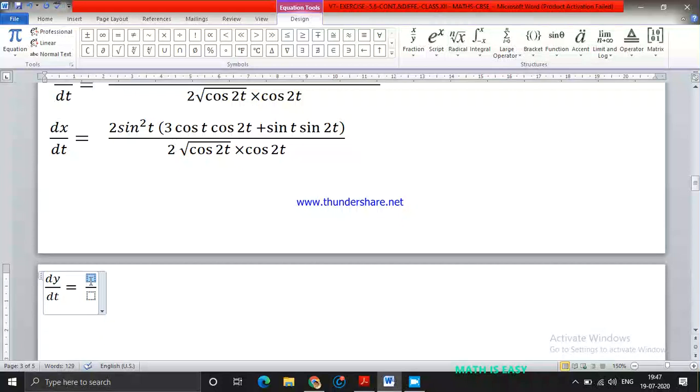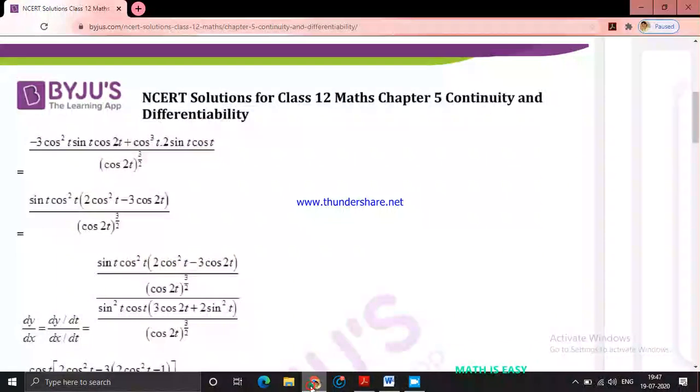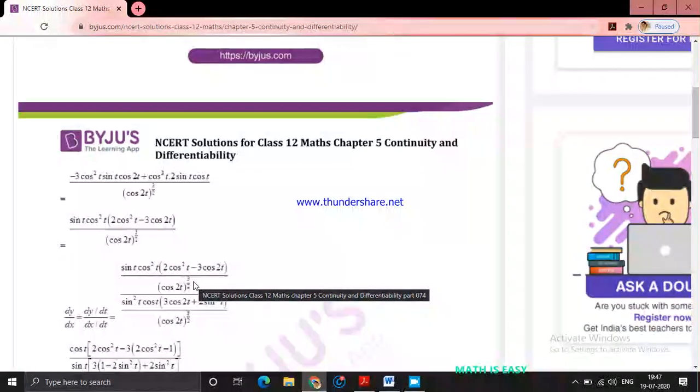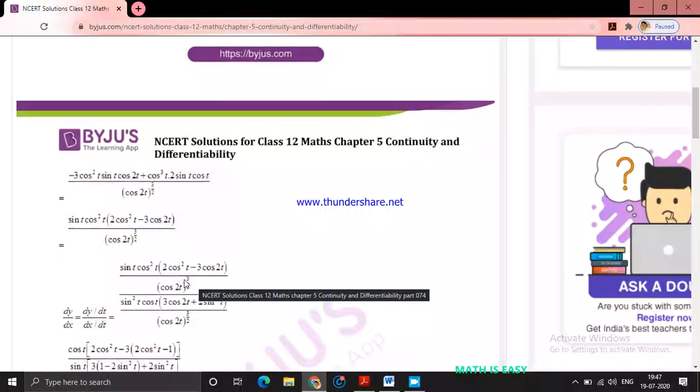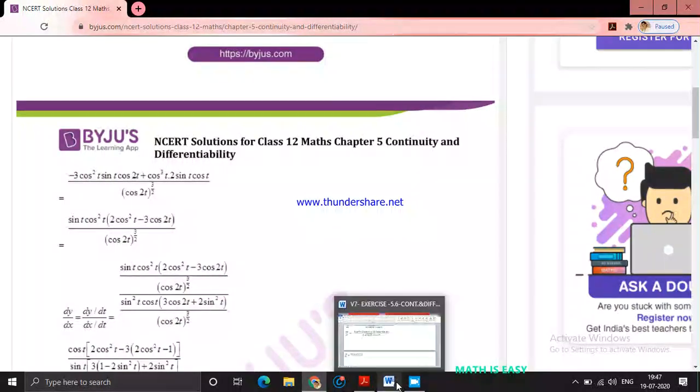Here we have sin t into cos square t. I am writing the final answer, okay? I am leaving that to you as homework. Sin t into cos square t, sin t into cos square t, 2 cos square t minus 3 cos 2t.